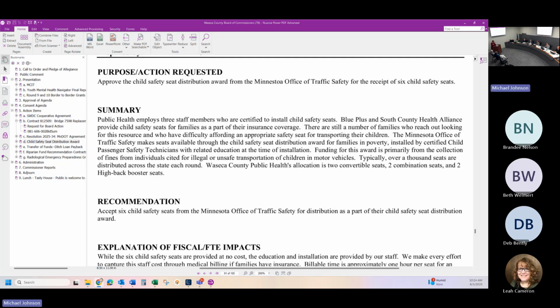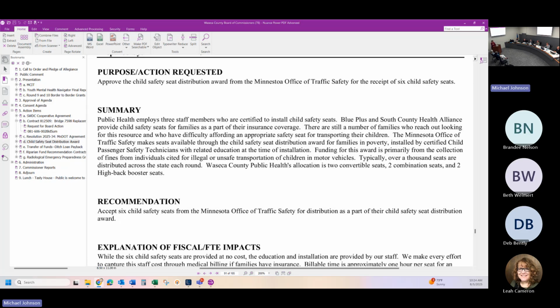This allocation is 2 convertible seats, 2 combination seats, and 2 high back booster seats. I checked our numbers this morning. We have in Waseca County distributed 48 seats yet this year, and last year at this time, we were at 62. Our end was 114 seats.